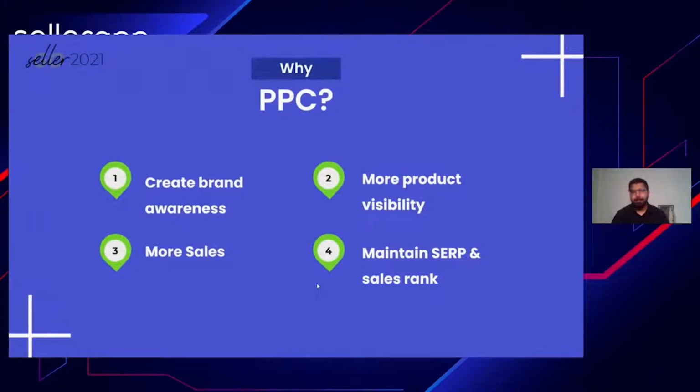Now, why PPC? Why do we have to really run advertisements on Amazon and spend money on those pay-per-click campaigns? That's because PPC helps us improve the brand awareness. It increases the visibility of our products, thereby increasing sales. All these put together help us to improve the organic ranking on the search pages, which again leads to more sales. So at the end of the day, it's just a win-win. Run PPC campaigns, get those sales, get that momentum up and running, and then you have the organic position improved, which again, at the end of the day, results in more sales.